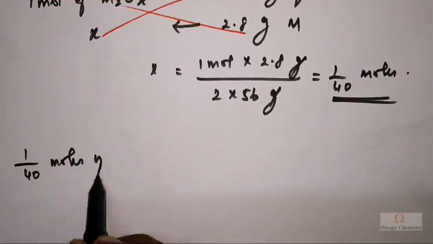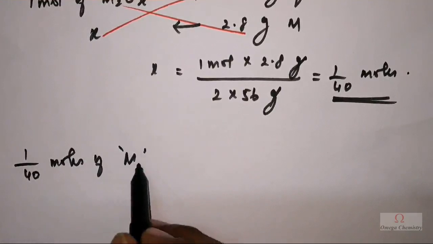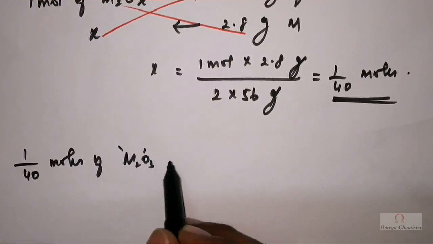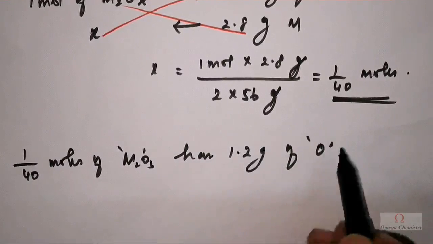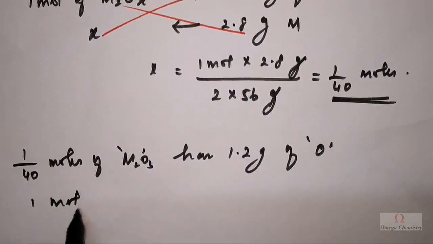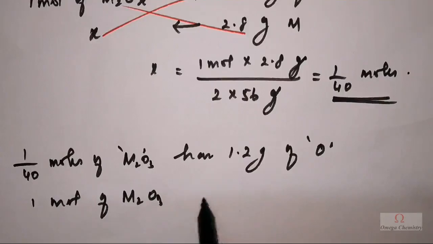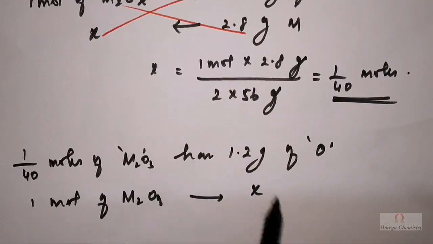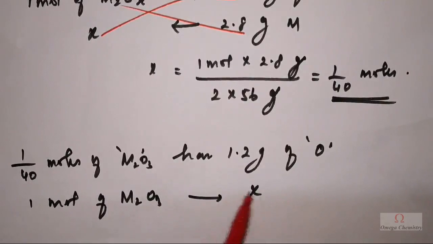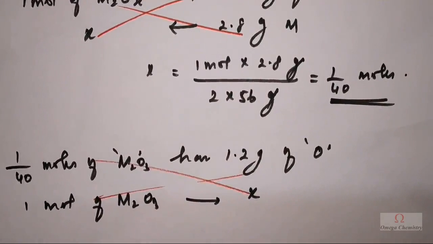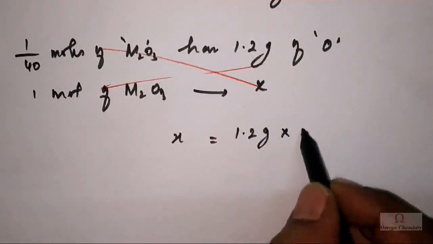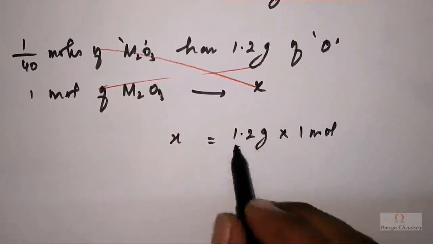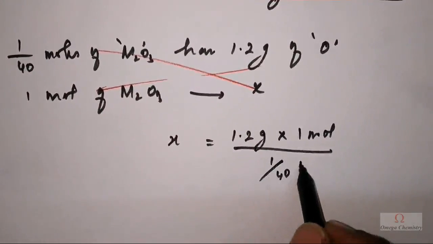Okay, now the next part of our discussion: 1 by 40 moles of metal oxide, that is M2O3, right? M2O3 has 1.2 grams of oxygen, which means 1 mole of M2O3 will contain how many grams? That's what I am going to do. And again the same principle, cross multiplication, which will get me X equal to 1.2 grams into 1 mole divided by 1 by 40 moles.